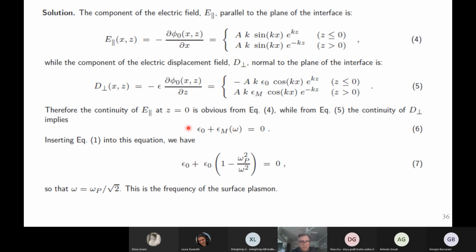This is the general rule. If you want, it becomes a secular equation, but it's a general rule that the longitudinal modes of the system, whatever they might be, are given by the zeros of the dielectric function of the system. And this is the dielectric function of the system at the interface.